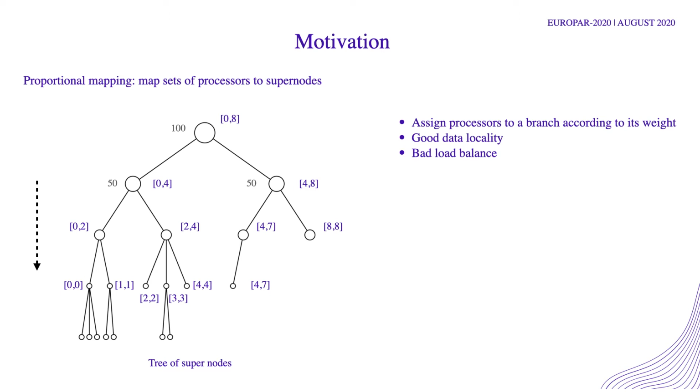Let's see the first step. Proportional mapping is a widely used classical approach to solve this resource allocation problem. Following a top-down way, it assigns processors to a branch of nodes according to their relative weight.